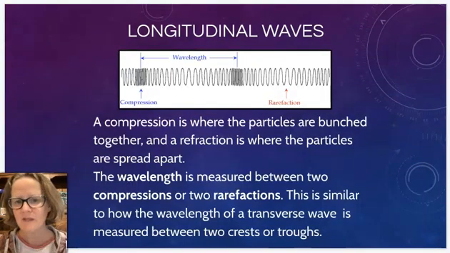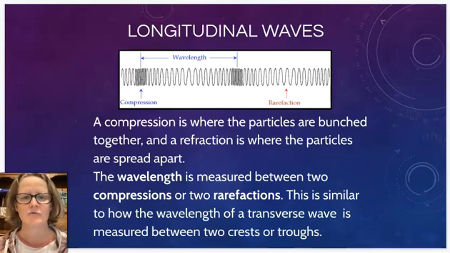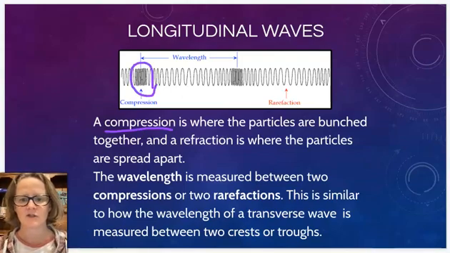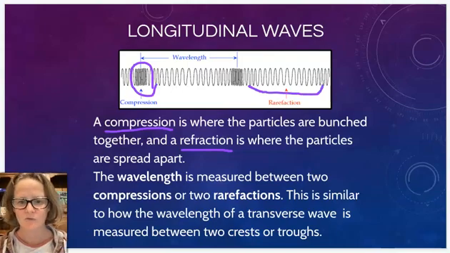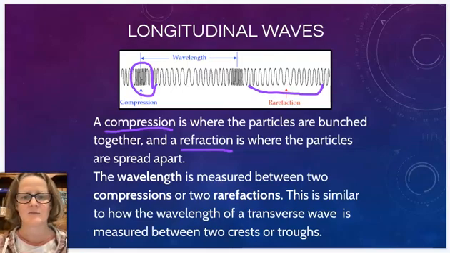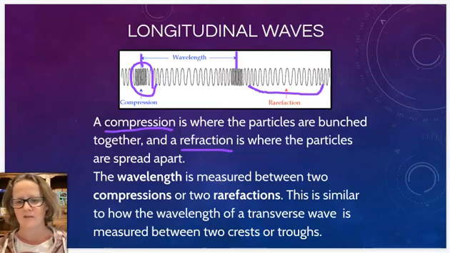So we have different features of a longitudinal wave. We have compressions. That's where the particles are bunched together. So there's a compression. We have a rarefaction. And a rarefaction is where the particles are spaced out. And we have other features like the wavelength. This is the distance between one compression and the next, or perhaps from one rarefaction to the next. And this is similar to how the wavelength of a transverse wave is measured between two crests or two troughs.